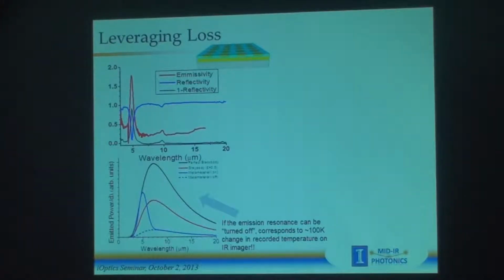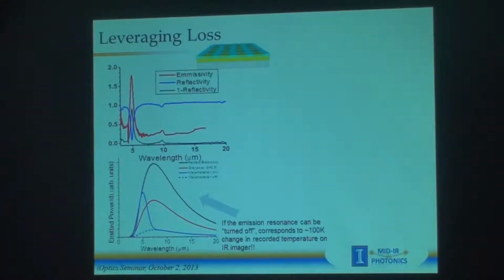And if you can make this type of structure and if you can turn on and off this resonance, then what that means is you can change the effective temperature of your surface, right? Because what you have is basically a very poor emitter except at 5 microns. And if you can turn on and off that 5 micron emission, then effectively you can make this very weak emitter look like a very high temperature object. Right? So you can talk about turning on and off thermal emission.